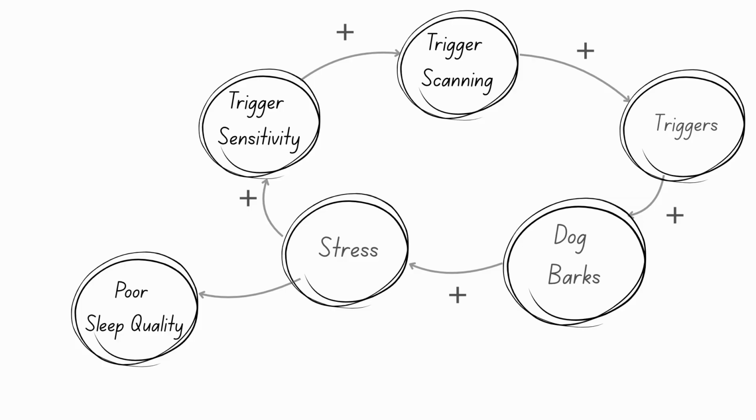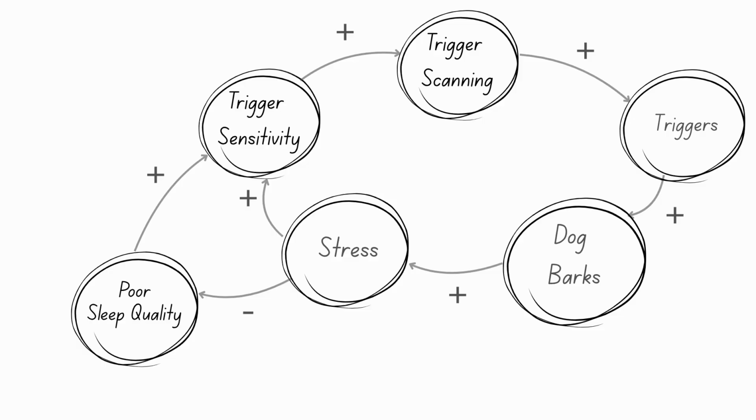But here's where we need to pay attention to the polarity, which is the plus and minus signs. When stress goes up, sleep quality goes down. They move in the opposite direction. So this arrow gets a minus sign.